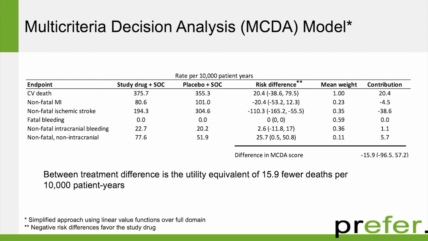It's converting 6 different endpoints, all with their own level of importance, to a standardized scale. And in this case, I picked death, so you could have used any type of scale. So the between treatment difference on average is 15.9, favoring the study drug. Okay, do I trust that? Well, next slide.